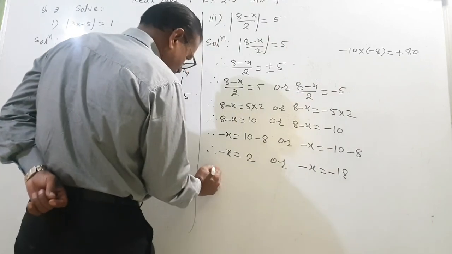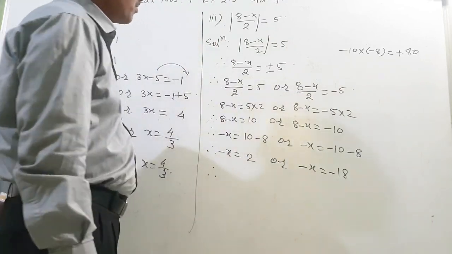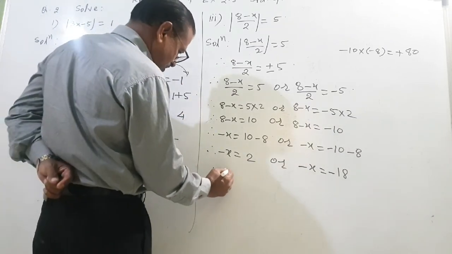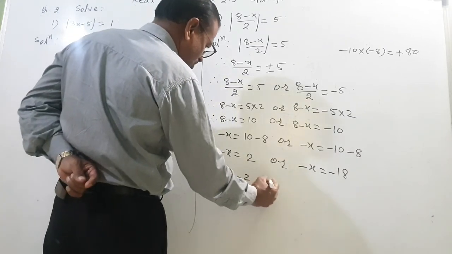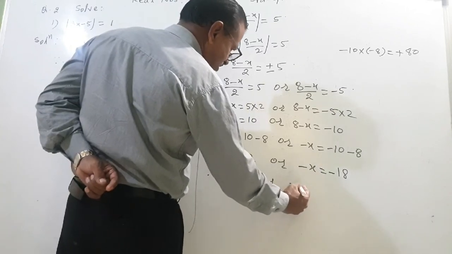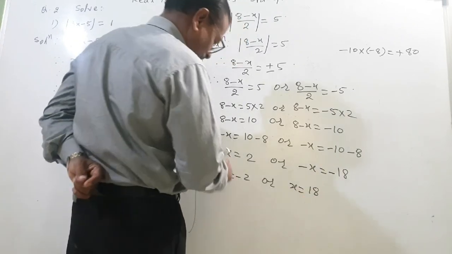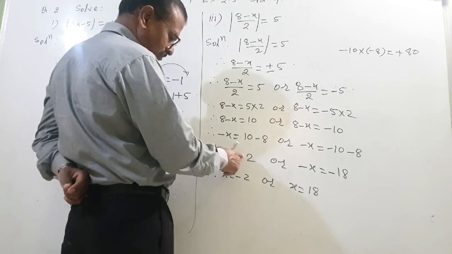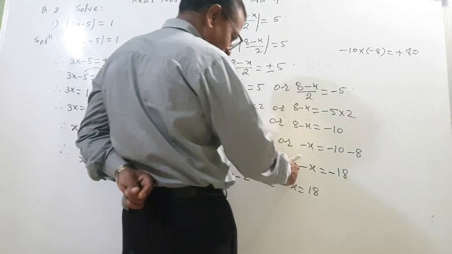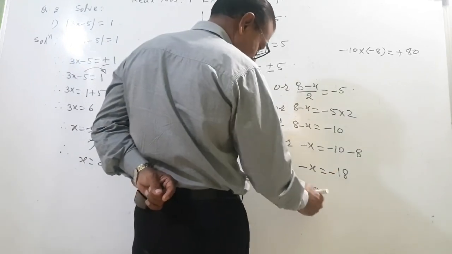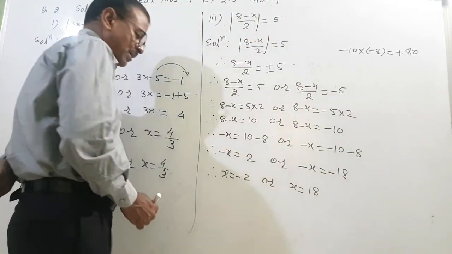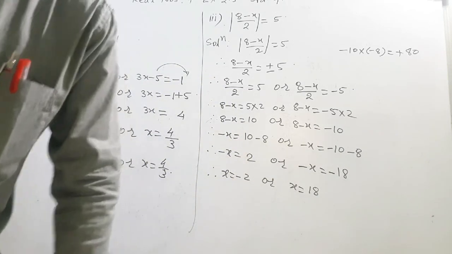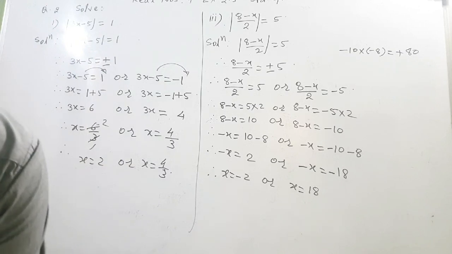Therefore, now I want the value of the variable x, but it is negative. Change the sign. Therefore, x is equal to minus 2, or here also x is equal to 18. This minus changed, it has become plus. Now this is plus, it will become minus. Here it is minus, it becomes plus. Minus, plus, changing the signs. So the answer is x is equal to minus 2 or x is equal to 18. Hope that you have understood.